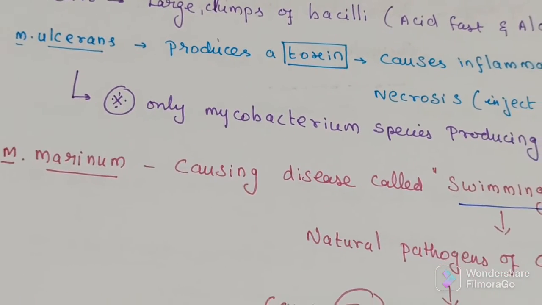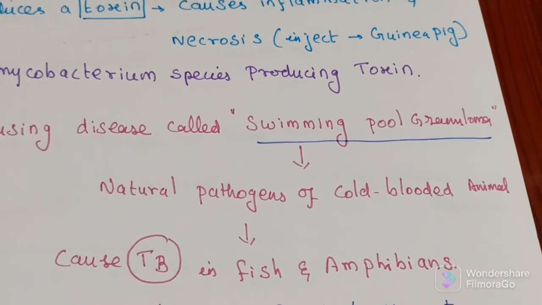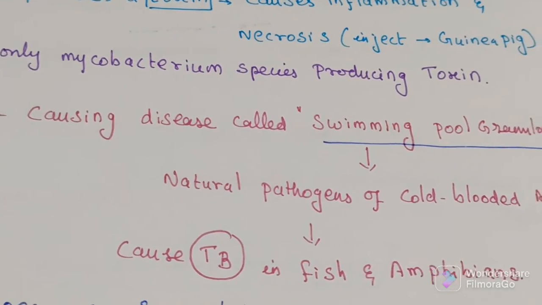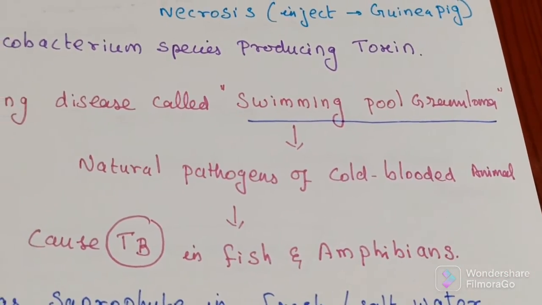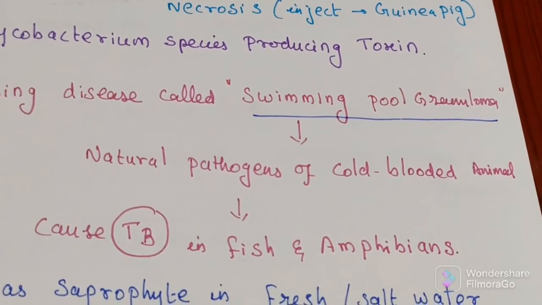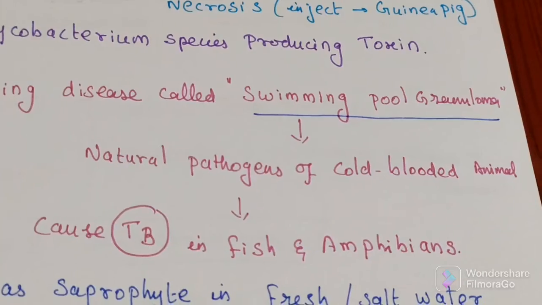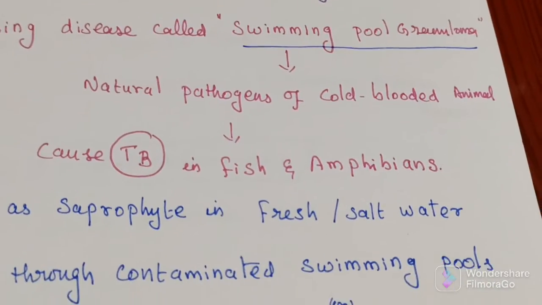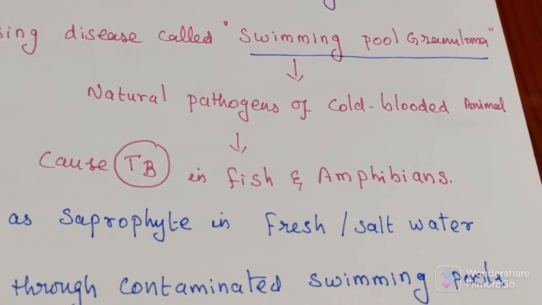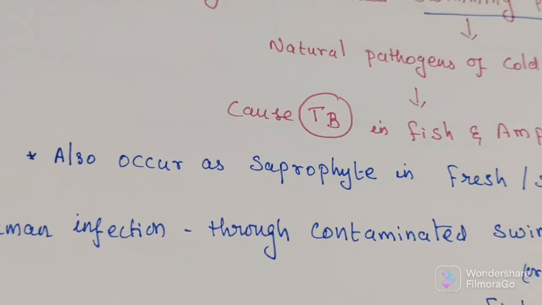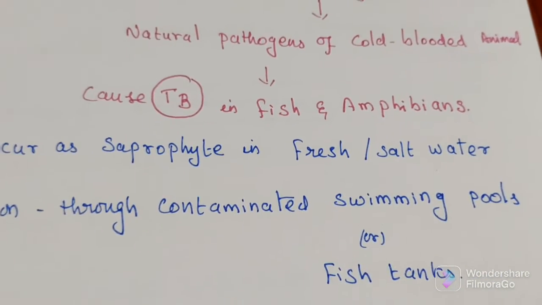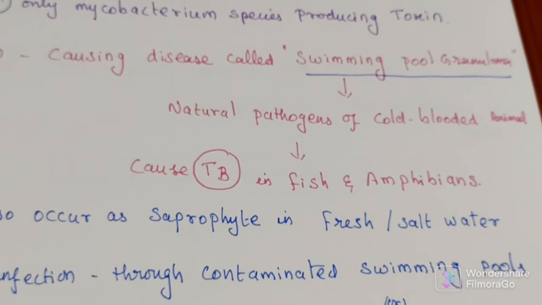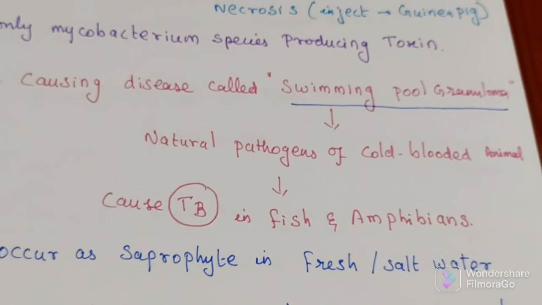Mycobacterium marinum, which causes a disease called swimming pool granuloma or fish tank granuloma. It is a natural pathogen of cold-blooded animals, causing tuberculosis in fish and amphibians. Mycobacterium marinum can also occur as a saprophyte in fresh and salt water. Human infection occurs through contaminated swimming pools or fish tanks. That is why it is called swimming pool granuloma or fish tank granuloma.